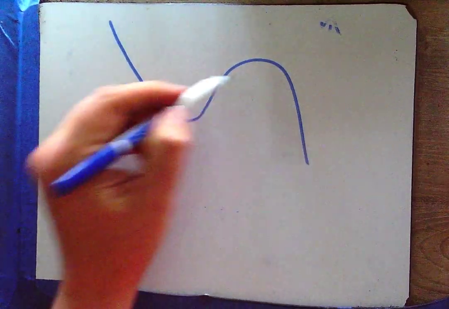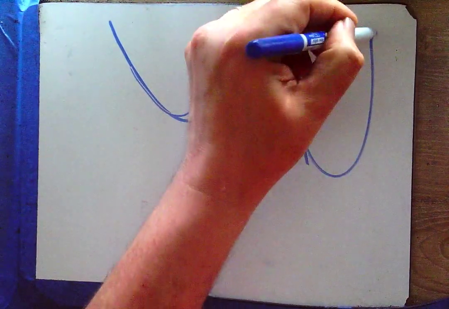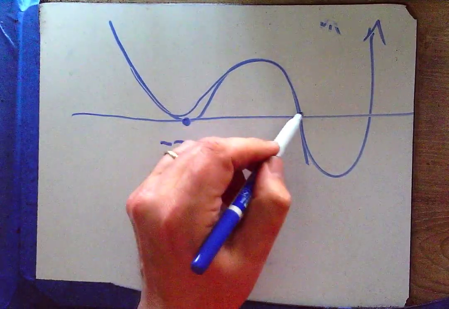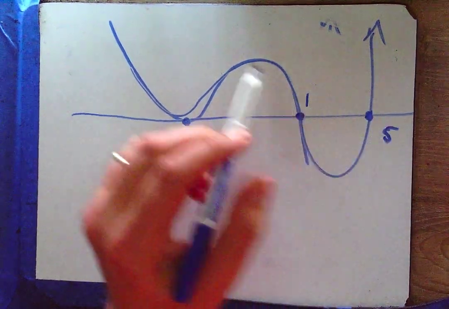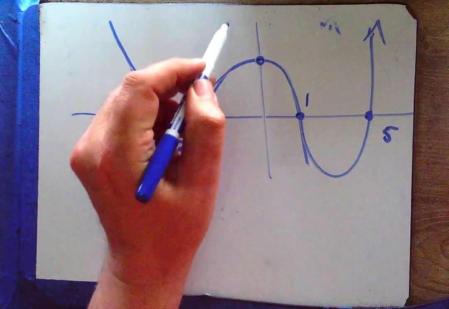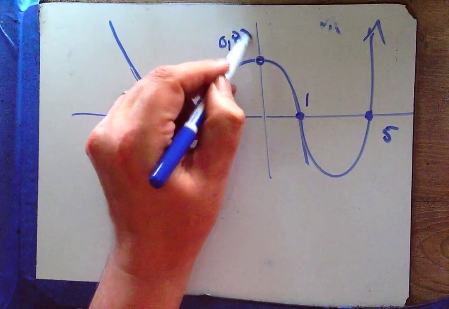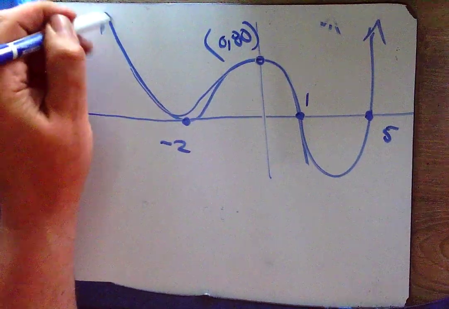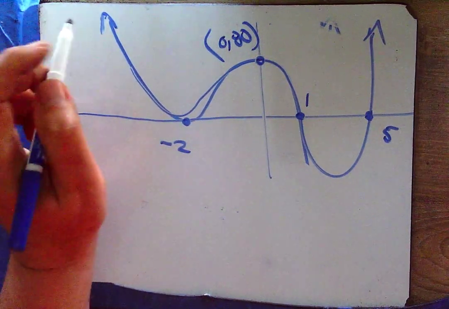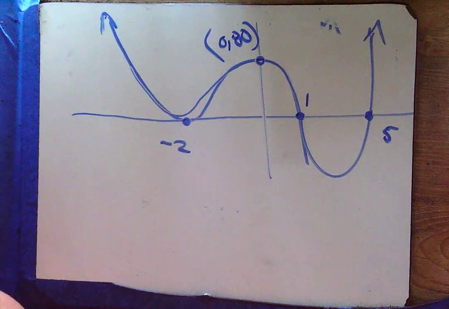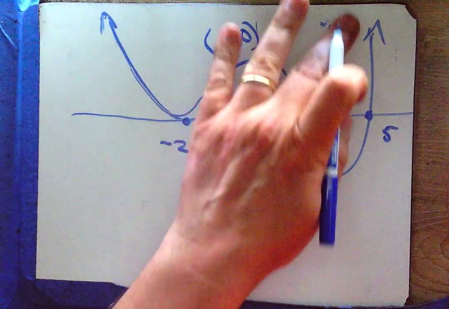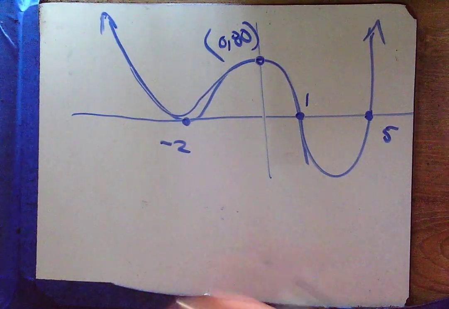Oops, it's supposed to come back up again. There we go. Okay, that's negative 2, that's positive 1, positive 5, and here we have a y-intercept of 0, 80. All right. I know because both ends go up, this is an even degree polynomial with a positive leading coefficient. But I don't know what that a value is yet, and I have to think about writing the equation for this. So pause the video, write the equation for this, come back, and we'll take a look together.